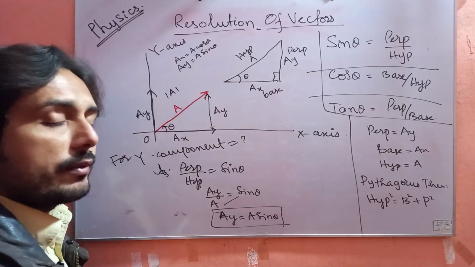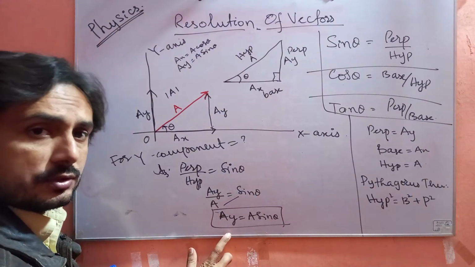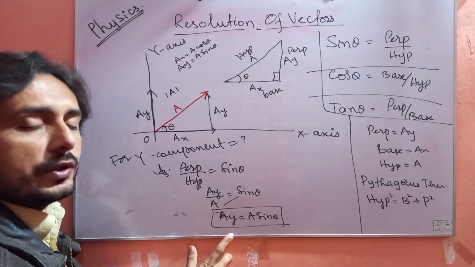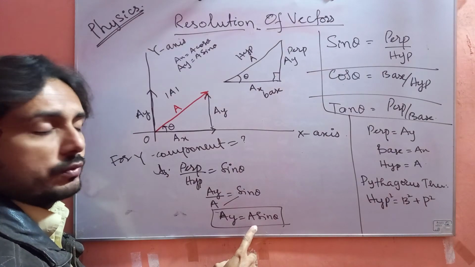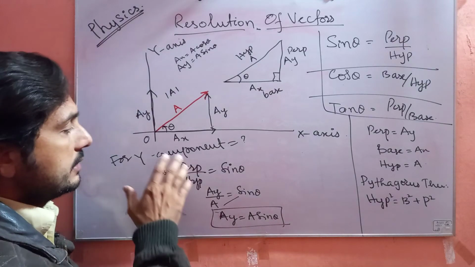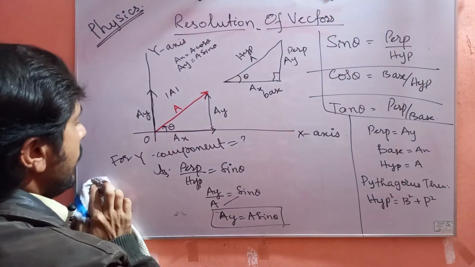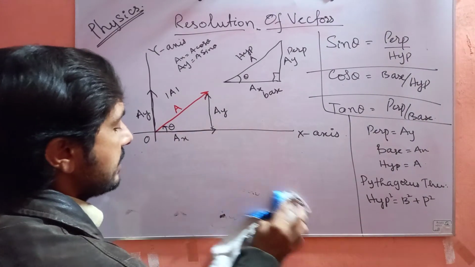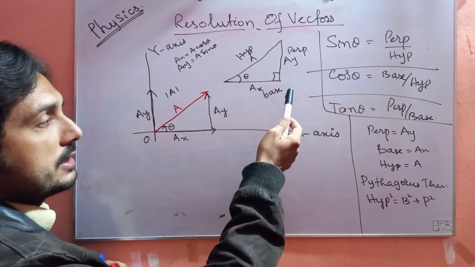It means whenever you have to determine the y component of any vector which is resolved, it will always be equal to the multiplication of the magnitude of that vector with the sine of the angle theta. So that is the y component of that vector A. Now, when we have determined the x component and y component, it means two sides are determined there.